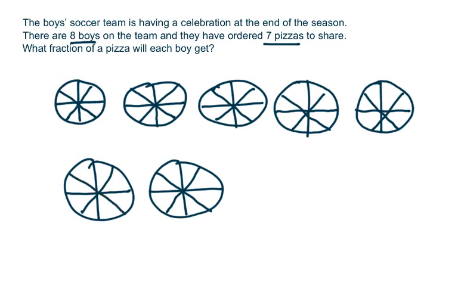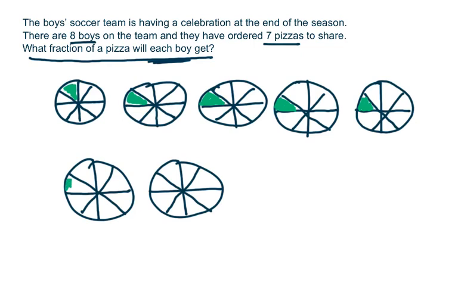And I'm going to take just one of those boys, because my question is, what fraction of a pizza will each boy get? So I'm just going to pick one boy. Let's pretend that this one boy came along and he ate one of those pieces from each of the 7 pizzas, because we split each pizza into 8 pieces. So there's 8 boys. That means each one of them could take one piece from each pizza that we have here.